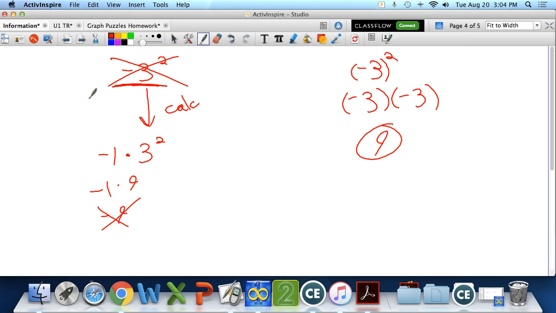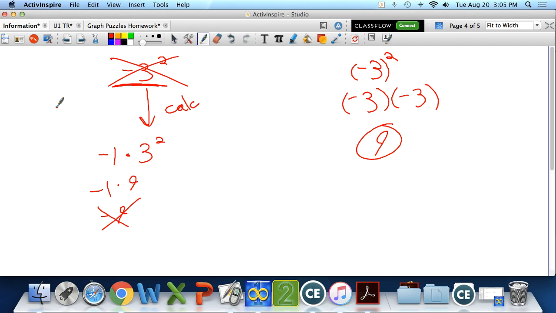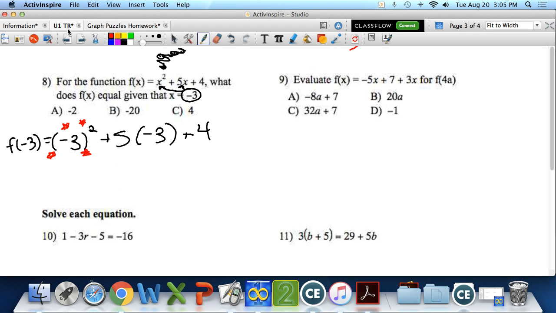You know it's wrong. But you trust your calculator so much sometimes that when you hit enter, you go, oh yeah, I knew that was -9. No, you need those parentheses. -3 squared should be +9. This is correct. Look how similar these inputs are, and look that they give us opposite answers. Always use these parentheses when you're plugging stuff in, okay?